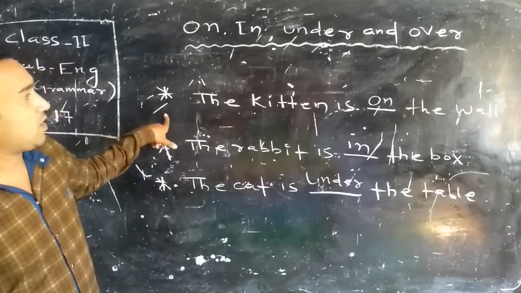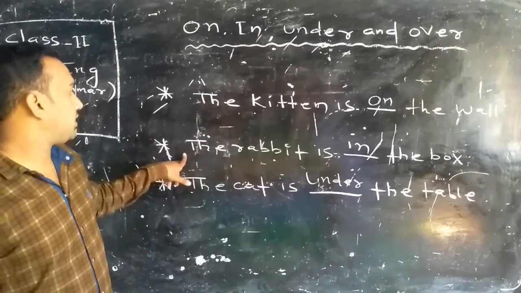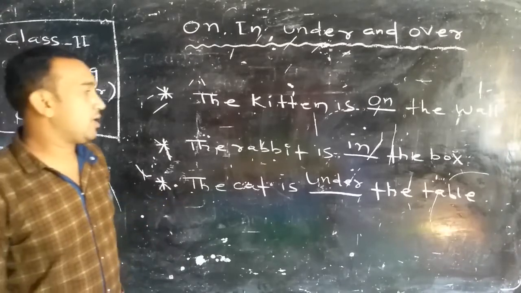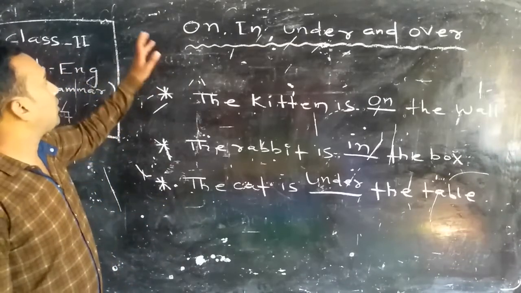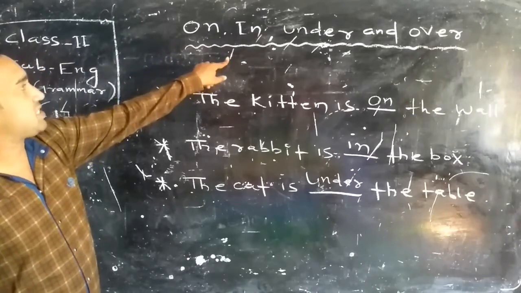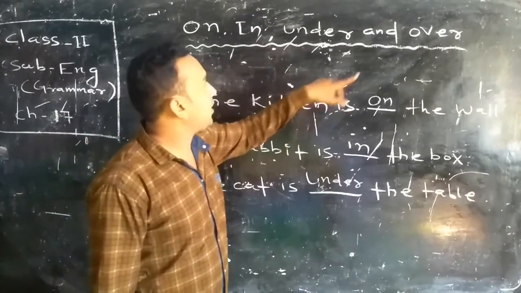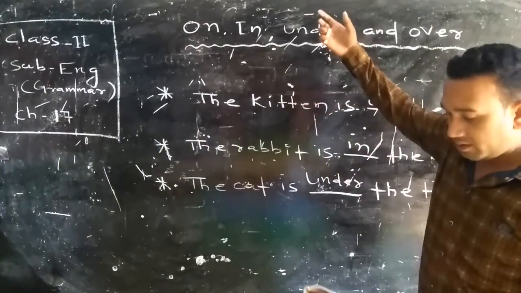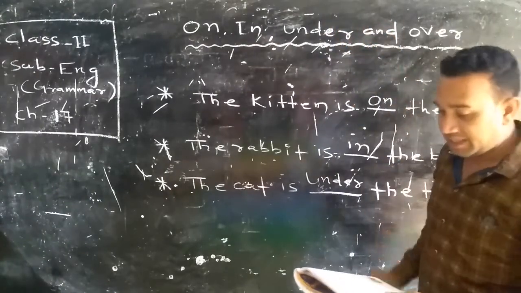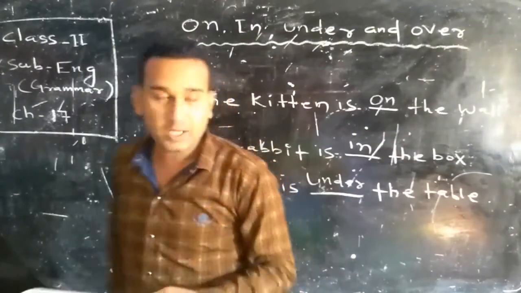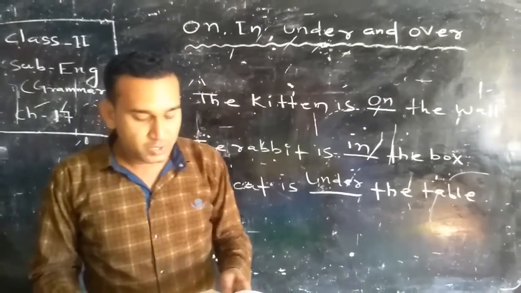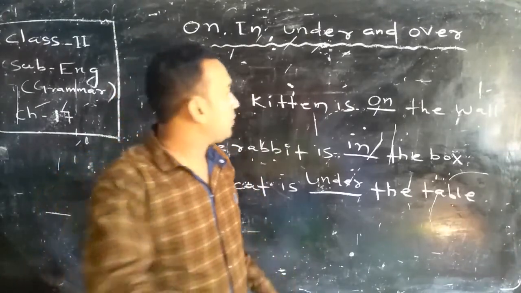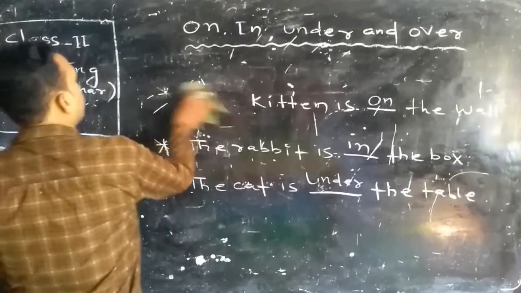Okay. The kitten is on the wall, the sentence is completed. Then second number, the rabbit is in the box. Okay. Then third number, the cat is under the table. So first you know about on means ऊपर में, in means अंदर में, under यानी कि नीचे, over यानी कि ऊपर, यानी कि वो भी ऊपर होगा, यानी कि थोड़ा ऊपर, जैसे वॉल के ऊपर, जैसे किचन है उसके ऊपर में रहेगा, उसको ओवर करेंगे. ठीक. So let's start the chapter. Okay. On, in, under, and over. You know this one also.